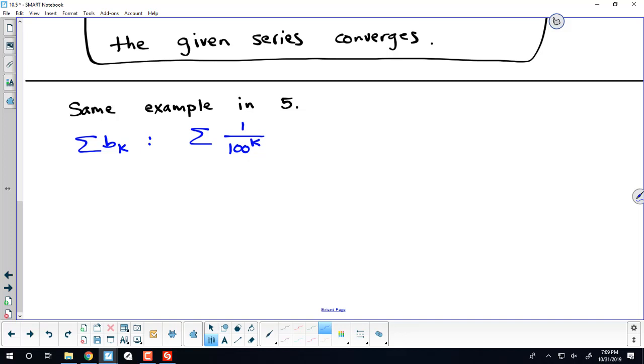We've seen 2 of them so far: when the limit was finite, it was 1, when the limit was 0, and the other one is when the limit is infinite. Yeah, this will suffice. So what do we know about the series 1 over 100 to the k? It converges, it's geometric.